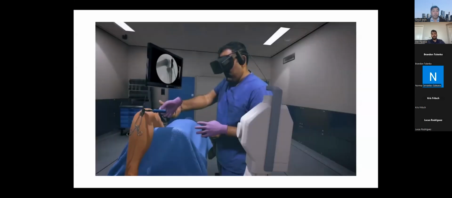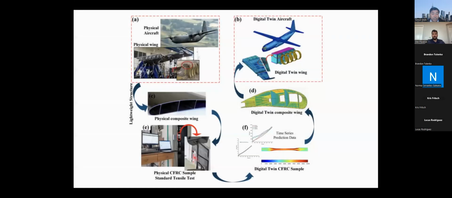Apart from construction, it's a major deal in healthcare also. You can see this one person practicing a surgery just by using VR. He's not really doing a surgery. This is a big deal, where you can visualize things and practice before doing it in real life. And of course, we talked a little bit about aerospace.